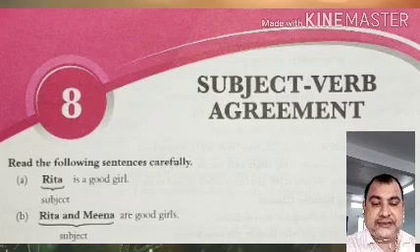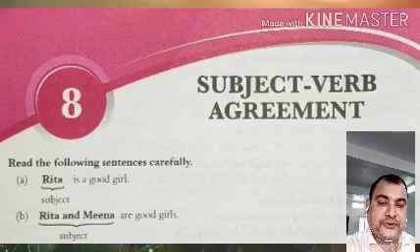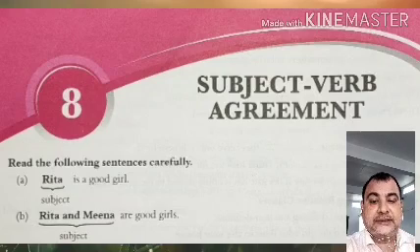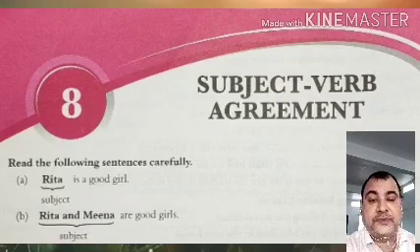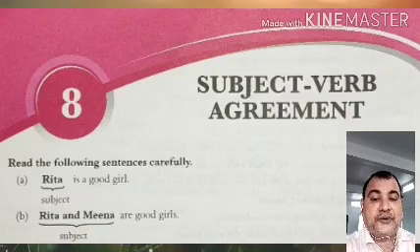Look at these sentences. Rita is a good girl. Rita and Meena are good girls. So children, what did you notice? In the first sentence, when the subject is Rita, the verb is. Rita is a good girl. In the next sentence, when the subjects are Rita and Meena, the verb has become now are. So this is what we are going to learn in this chapter.